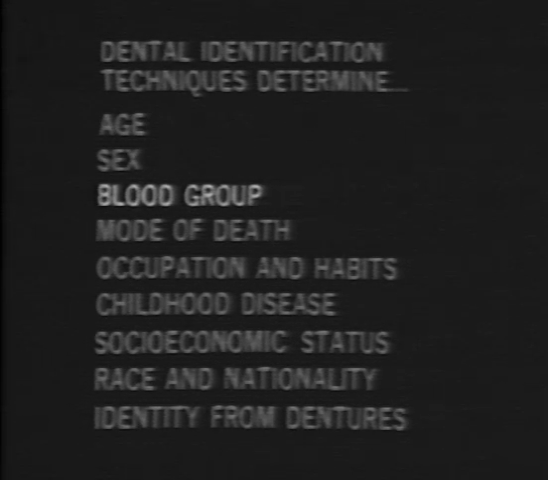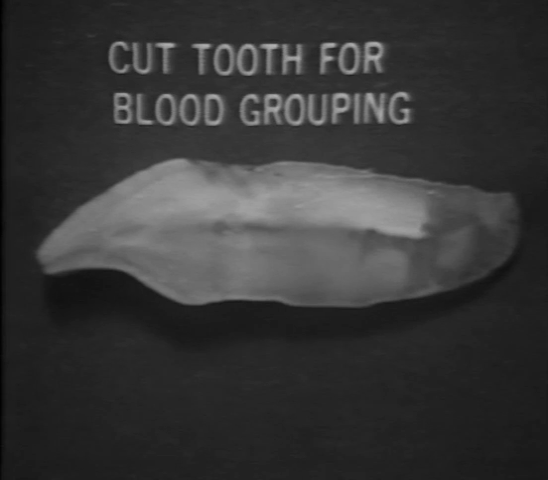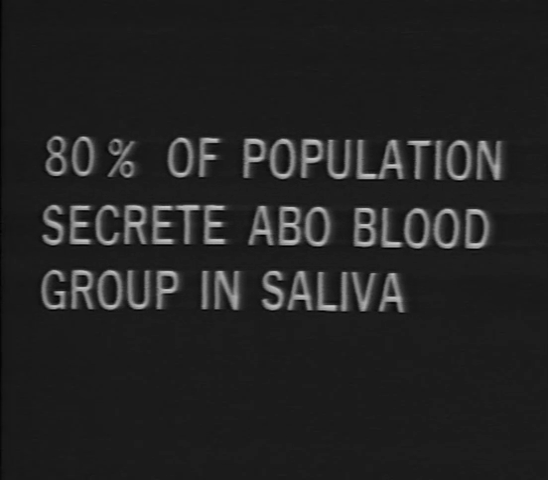Two techniques can be used to determine blood grouping. First, if a tooth is obtained in a fresh state, it is possible to remove the pulp and extract a sufficient quantity of blood to determine the blood grouping of the body. Second, if the individual was among the 80% of the population secreting ABO blood group substances in their saliva, it is possible to determine their blood grouping from saliva obtained from dental calculus or superficial scrapings of the denture.